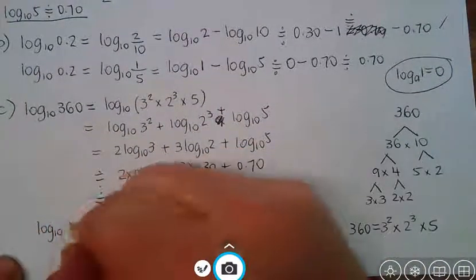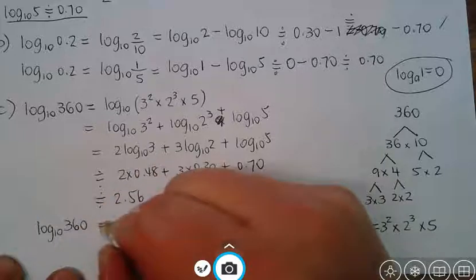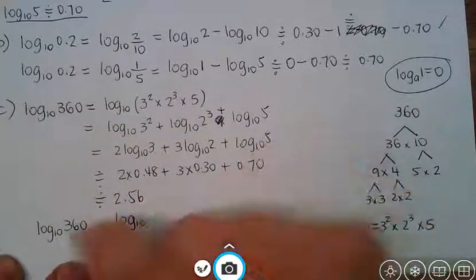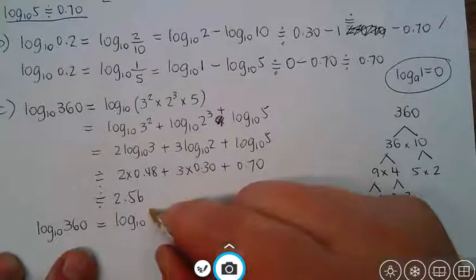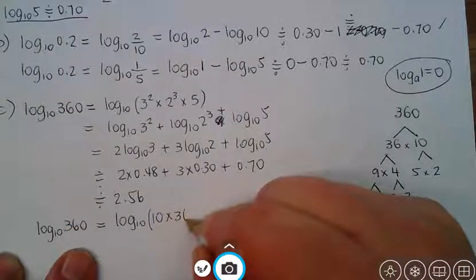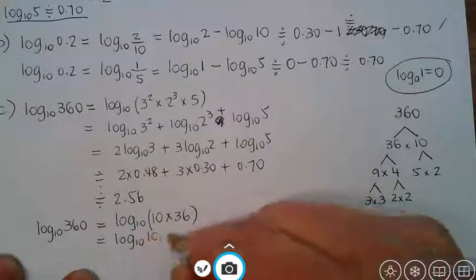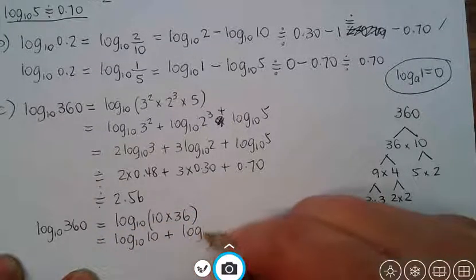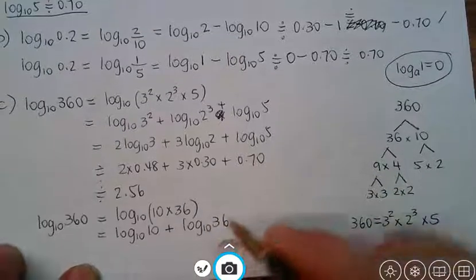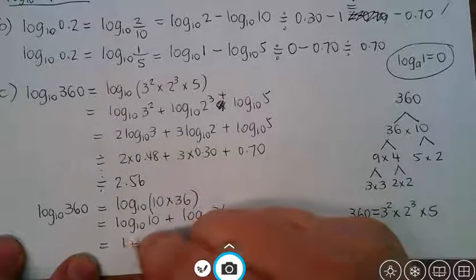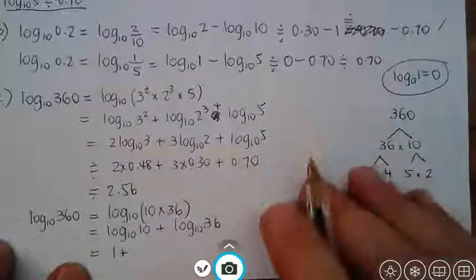Probably most of you won't think of that way. Actually, it's probably not the best way. Why don't we think that 360 is 10 times 36, which would be log to the base 10 of 10 plus log to the base 10 of 36. Now I'll keep working with 36 in a minute. We know that log to the base 10 of 10 is 1. Now we need to break up log to the base 10 of 36.